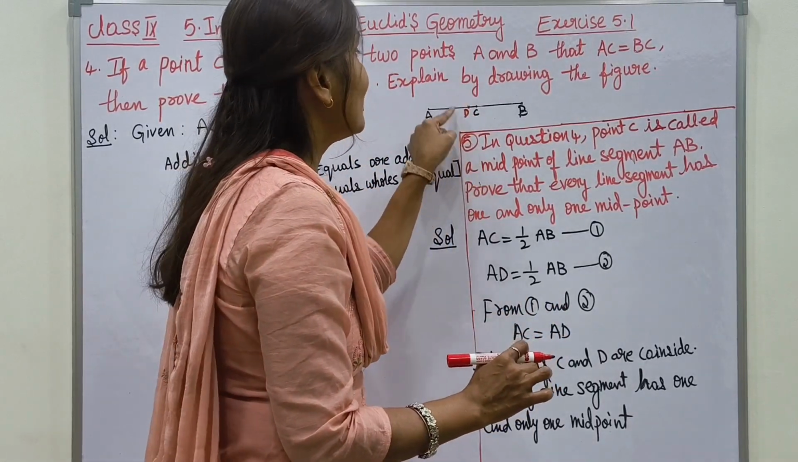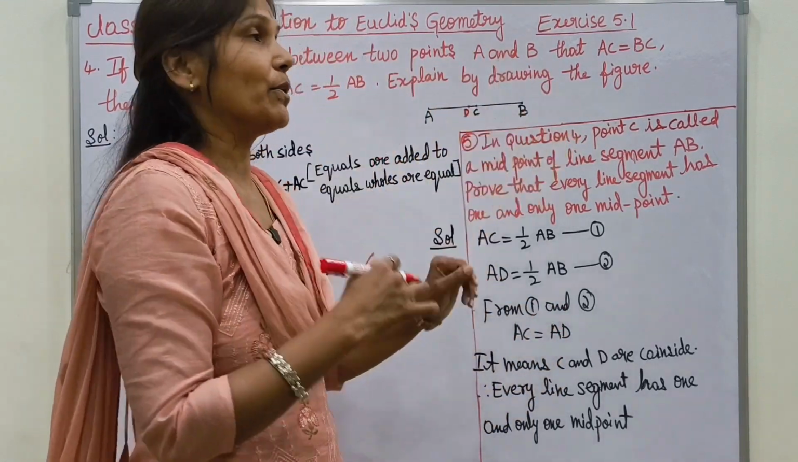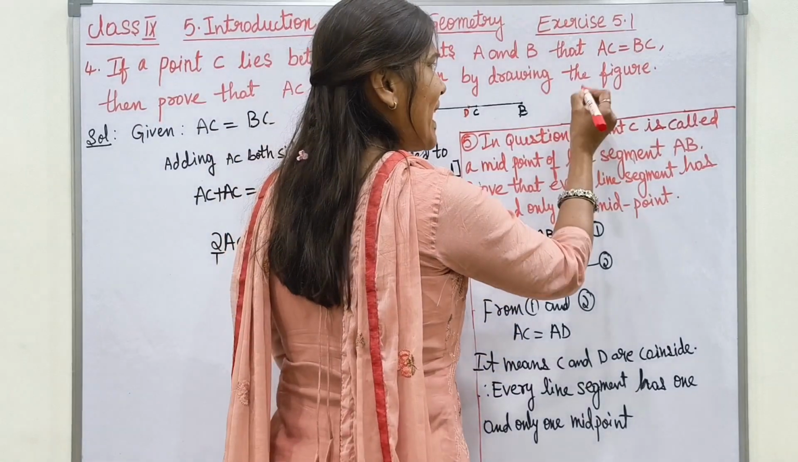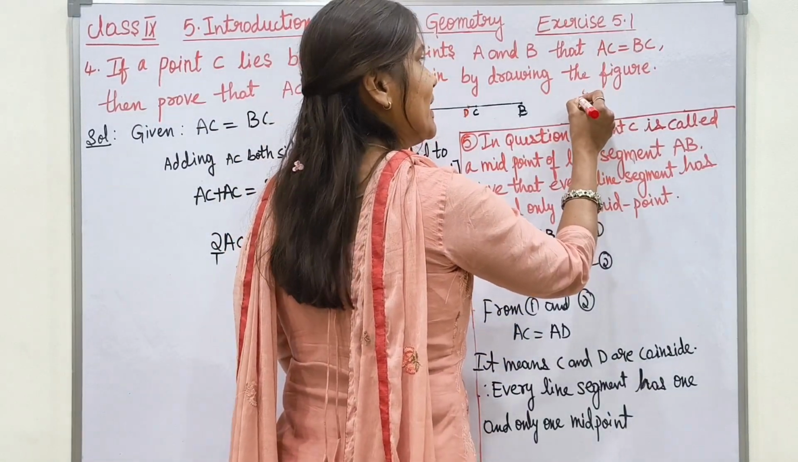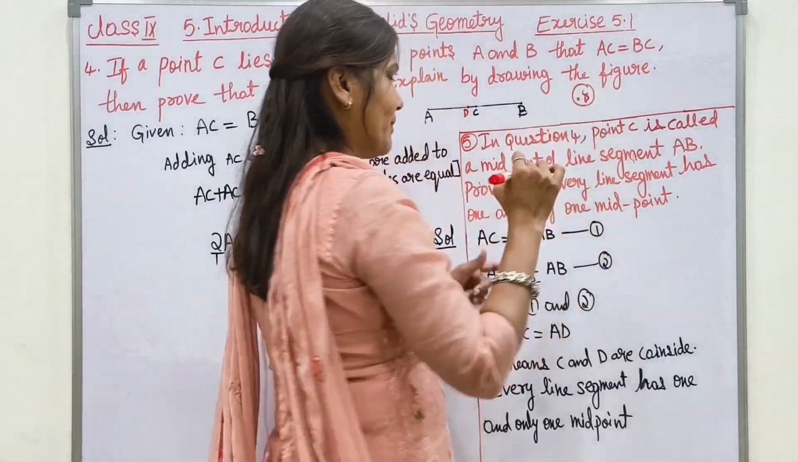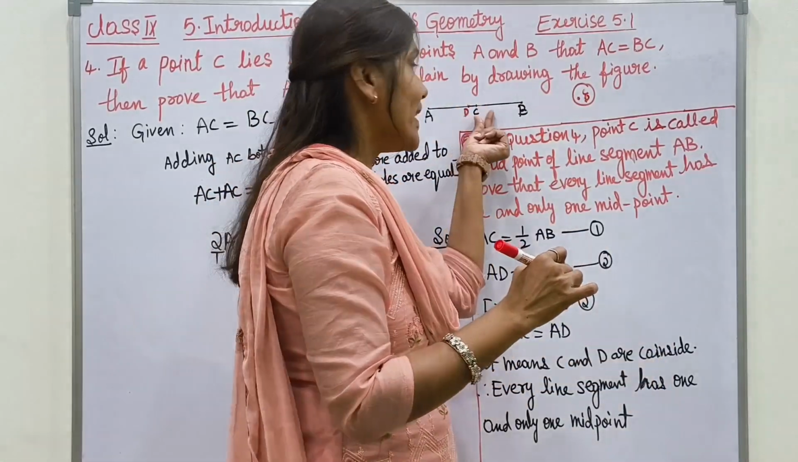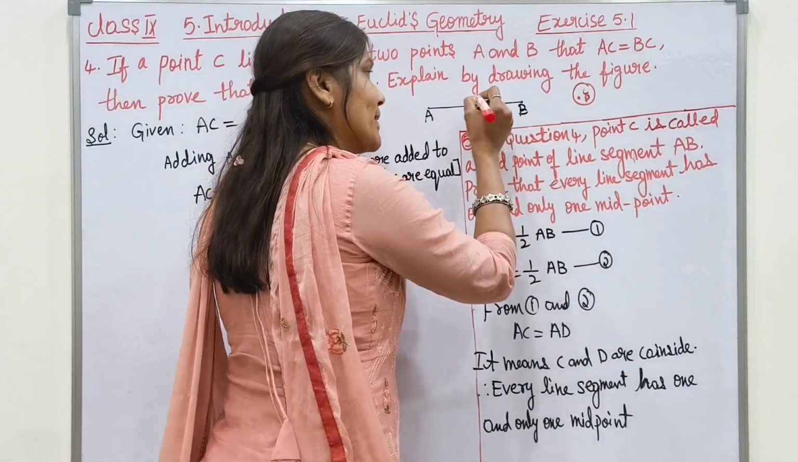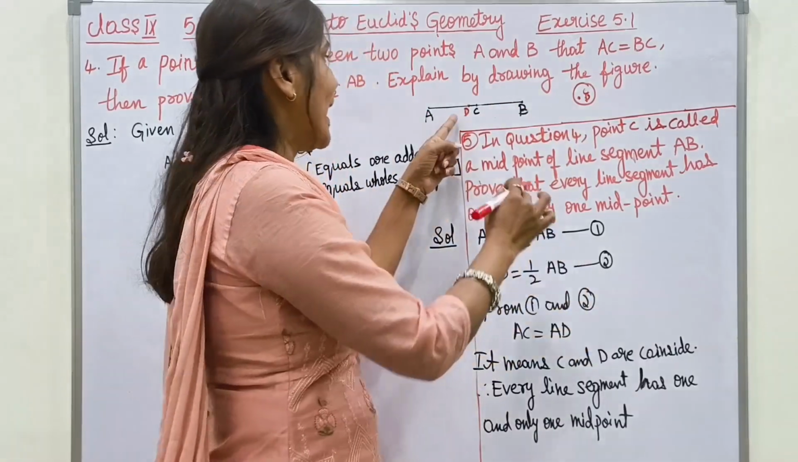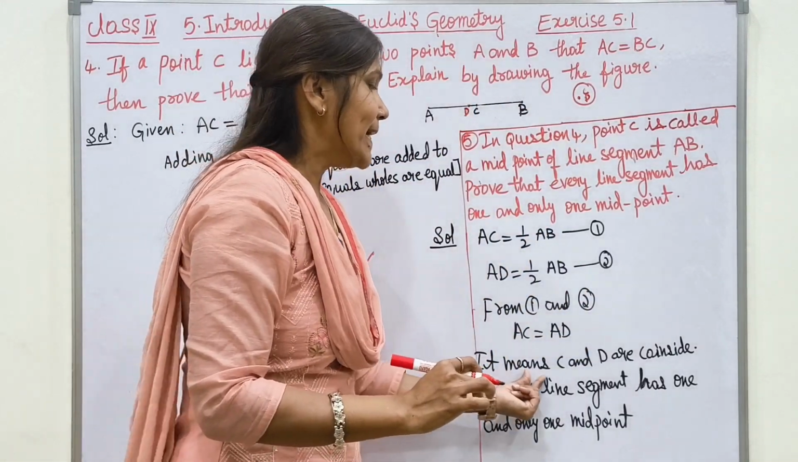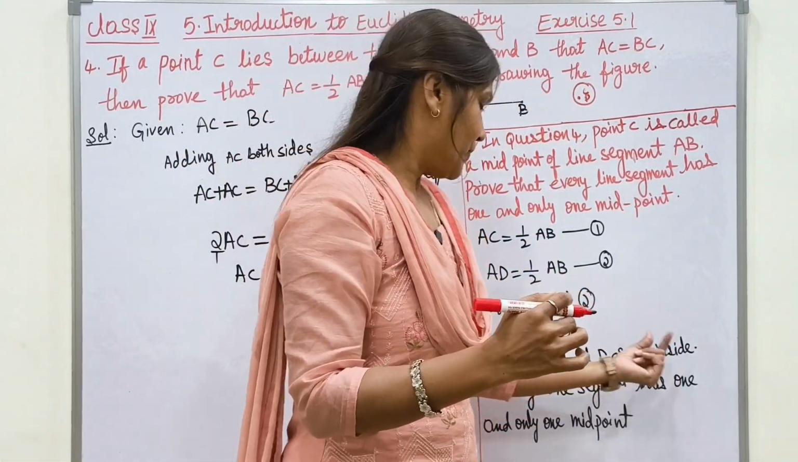What does this mean? C and D both coincide. Coincide means the same place. C point is at the same place, and D point is also at the same place. So it means C and D coincide.